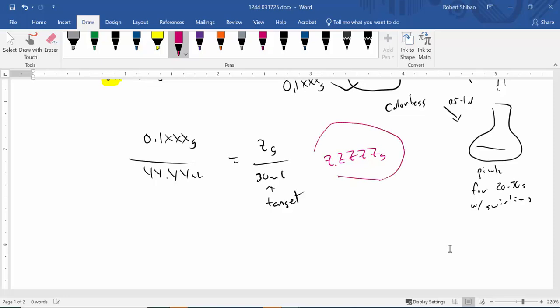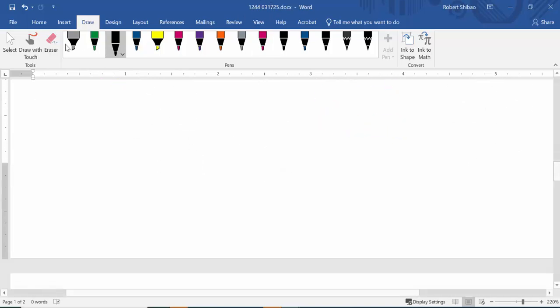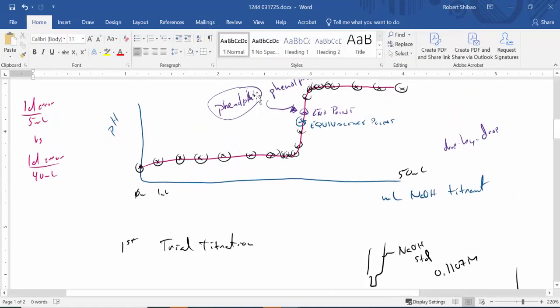So hopefully your trial titration went well. If your trial titration went well, then this is what we're going to do. Now we already know we need to slow down before 30 milliliters. There's one other issue, and this is, if it's monoprotic, then we're fine. Just slow down before 30 milliliters.